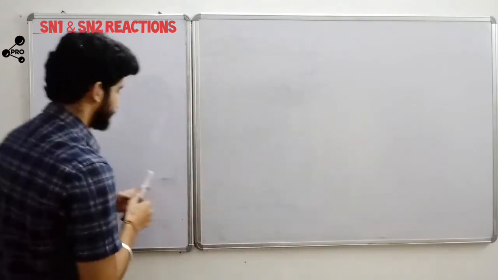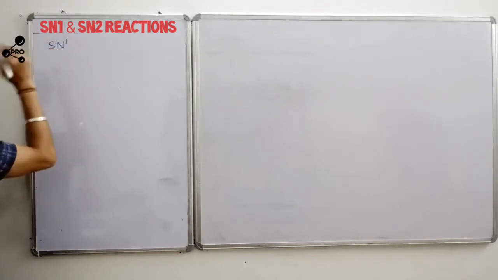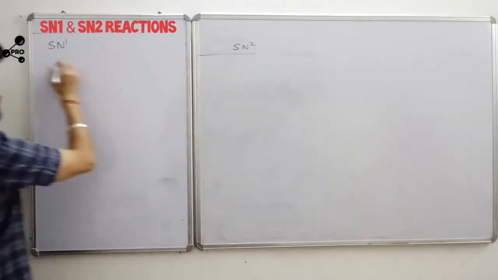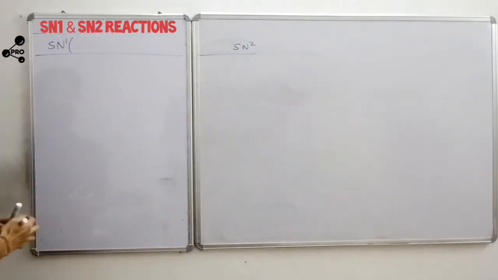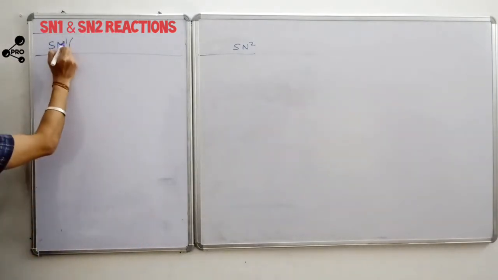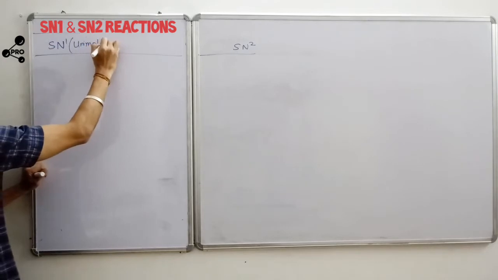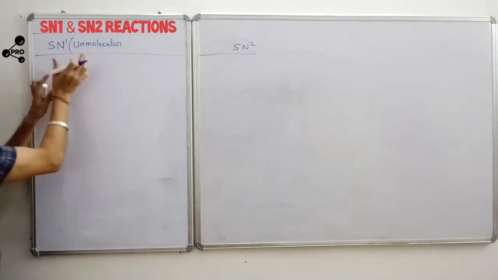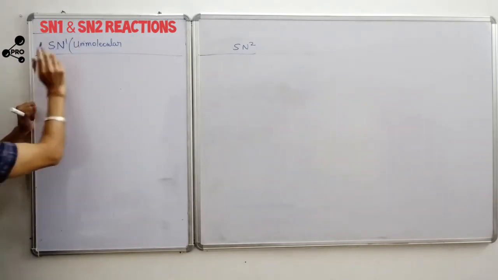Okay, so let's start. Before starting, I will tell you the basic meaning of the SN1 mechanism and the SN2 mechanism. Before starting the concept, we have to understand what SN1 and SN2 are. SN1 means, first of all, we have to understand what 1 means. 1 indicates unimolecular. SN1 indicates unimolecular nucleophilic substitution.